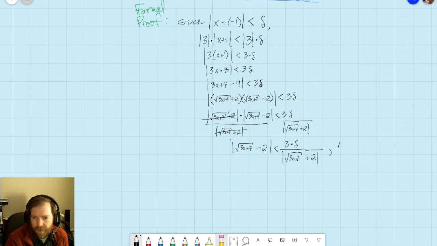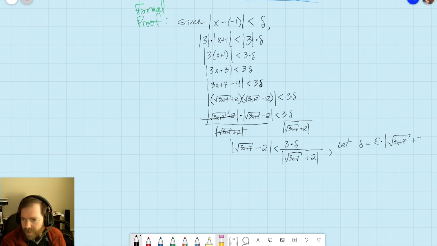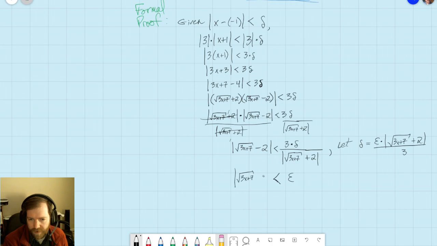Alright, so with this, if we let delta equal the epsilon that we had from above, that was epsilon times this thing, square root, oops, nested, 3x plus 7 plus 2, all over 3, then this ends up being less than just epsilon. The absolute value of square root 3x plus 7 minus 2, which was to be proved.